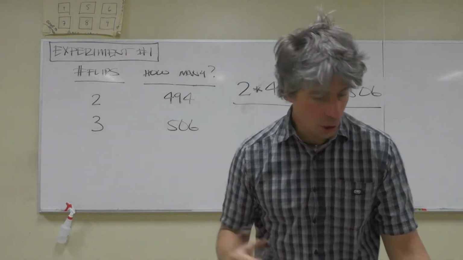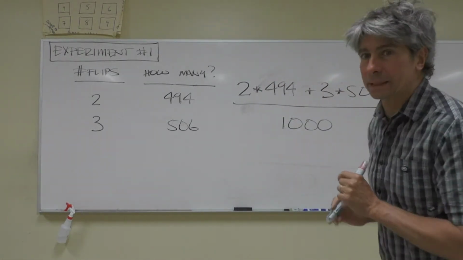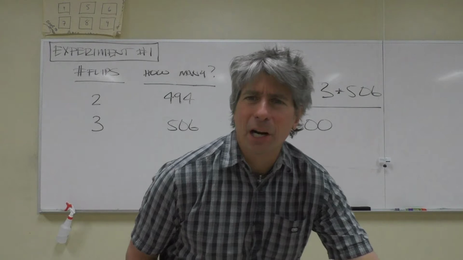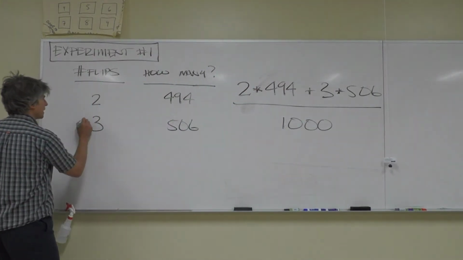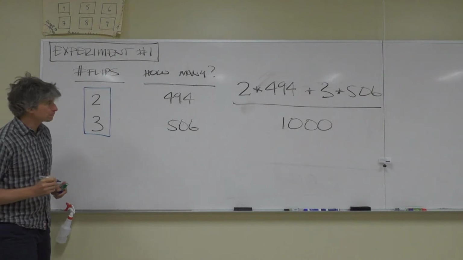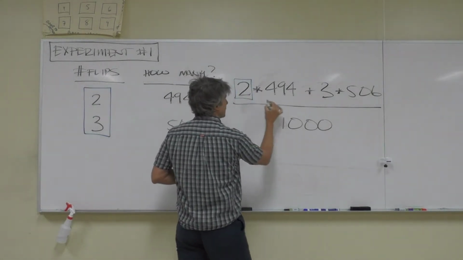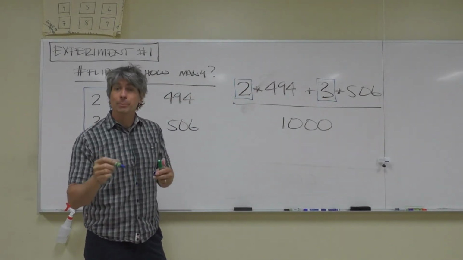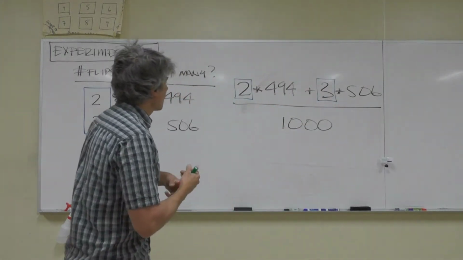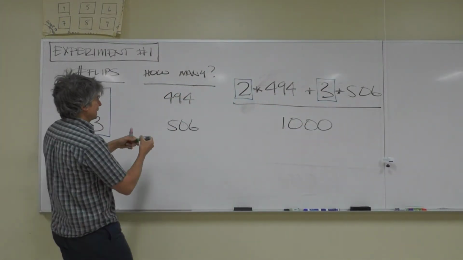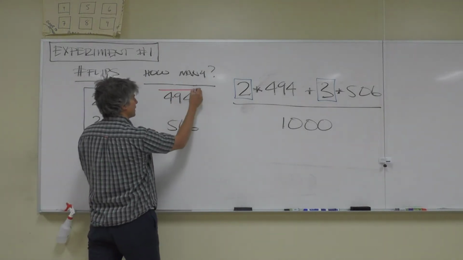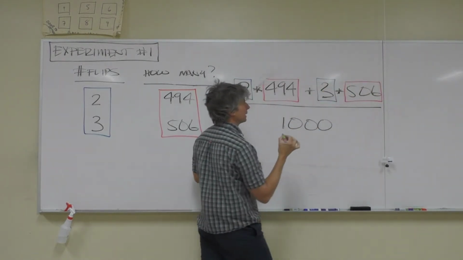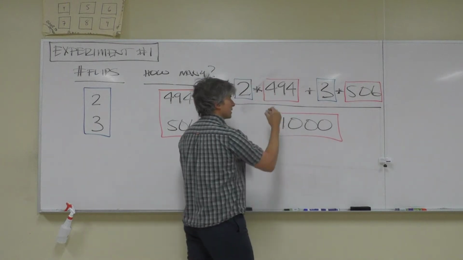Now I'd like to color code the data a little bit to make sure you know exactly what you're looking at, okay? So the data I'm going to color code blue, because I think that's the color I used in the last video. So this 2 and this 3 are the data. Those are numbers of flips. The 494 and 506, I'm going to color code those. I think I used red in the last video, actually. So this 494 and that 506 together add to make 1,000.